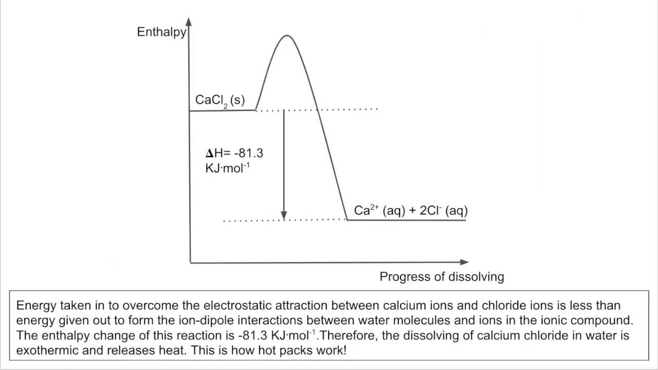Energy taken in to overcome the electrostatic attraction between calcium ions and chloride ions is less than the energy given out to form the ion-dipole interactions between water molecules and ions in the ionic compound. The enthalpy change of this reaction is negative 81.3 kJ per mole. Therefore, the dissolving of calcium chloride in water is exothermic and releases heat. This is how hot packs work.